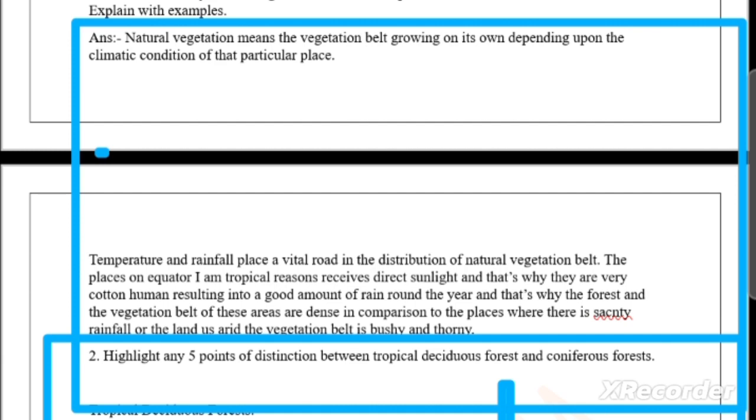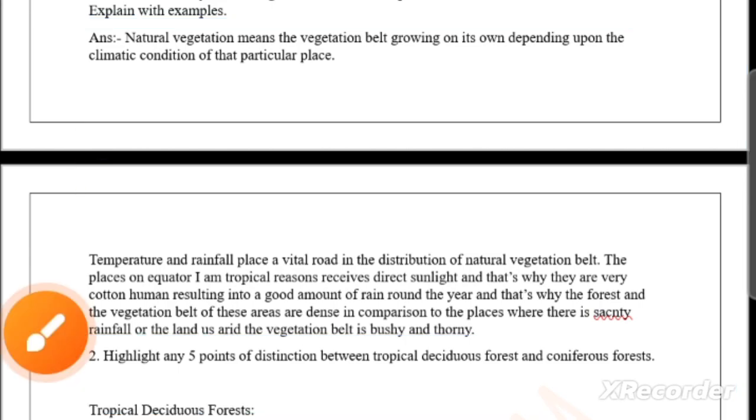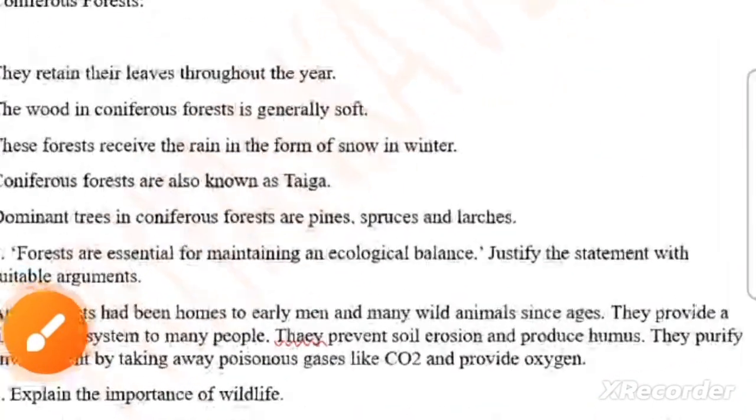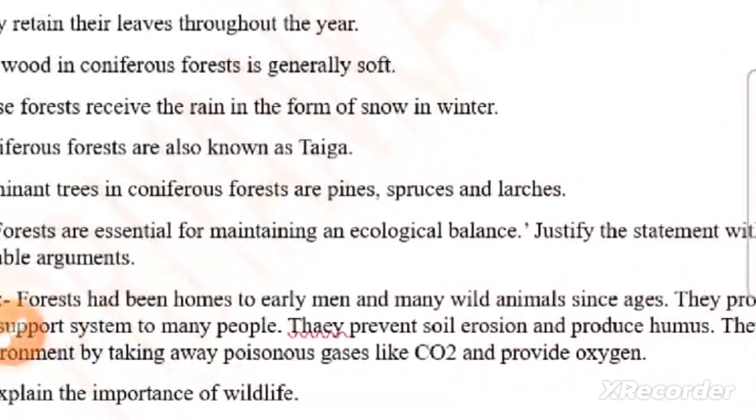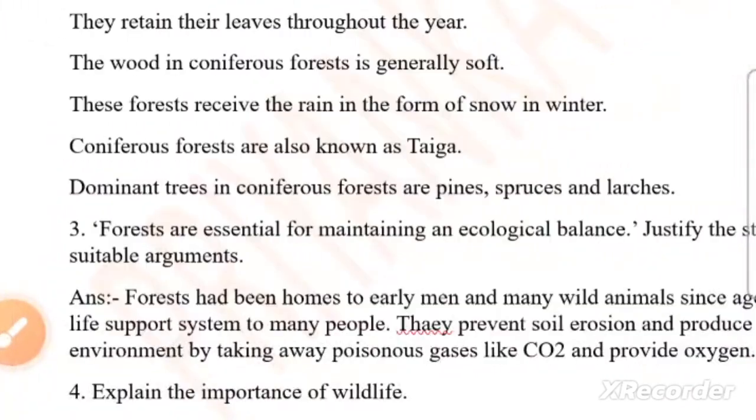And in the coniferous forest, they retain their leaves throughout the year. The wood in coniferous forest is generally soft. These forests receive rain in the form of snow in winter, and coniferous forests are also known as taiga. Coming to the next question, forests are essential in maintaining an ecological balance. Justify the statement with suitable arguments.